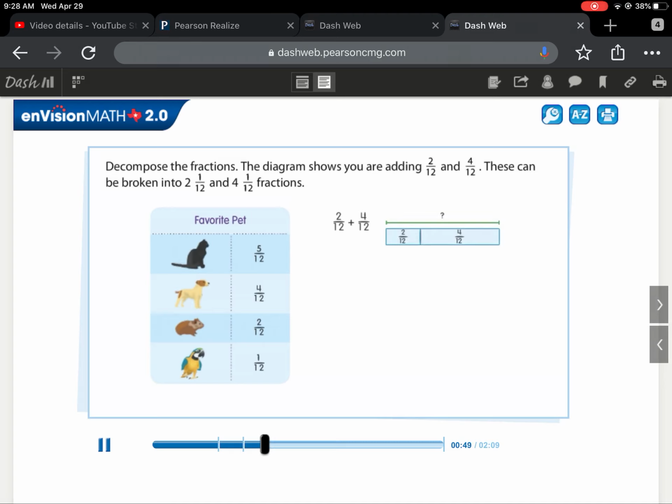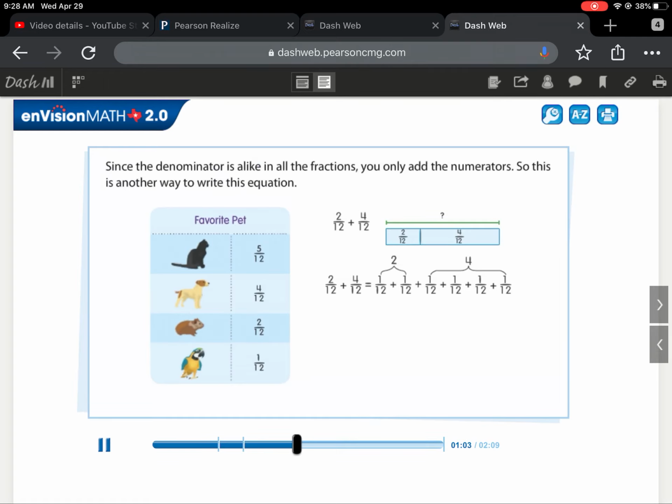Decompose the fractions. The diagram shows you are adding 2/12 and 4/12. These can be broken into 2 1/12 and 4 1/12 fractions. Since the denominator is alike in all the fractions, you only add the numerators. So this is another way to write this equation.